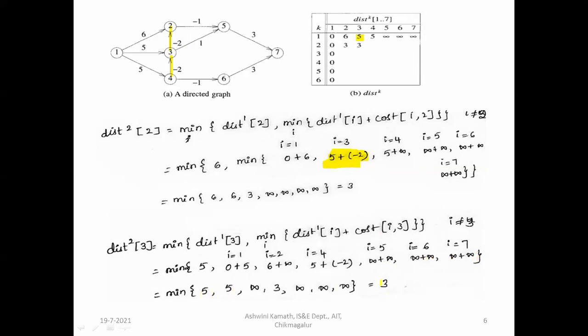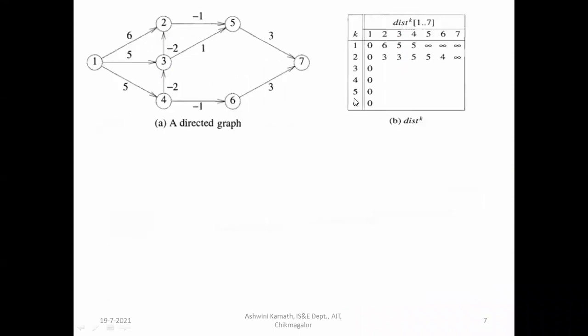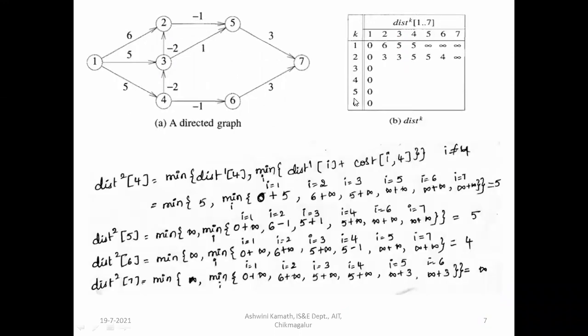Among all this, 3 is the minimum value. So write that. It will be updated in the table. 3, 3. Then for distance of 4, again distance 1 of 4 is equal to 5, right? So write 5. This is from the first row you have to consider, because we are writing distance 2. The second row we are writing, from the first row you have to consider.